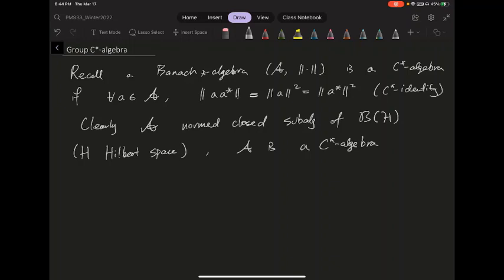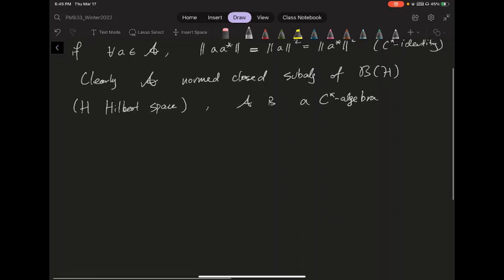And in fact, the converse is also true. If I give you an abstract Banach star algebra equipped with a C-star identity norm, then you can actually construct a Hilbert space, and this A can be realized sitting inside this B of H for some H. All right, so that's the C-star algebra. We're not going in that direction. It's just some basics. You'll see the proof in A10.